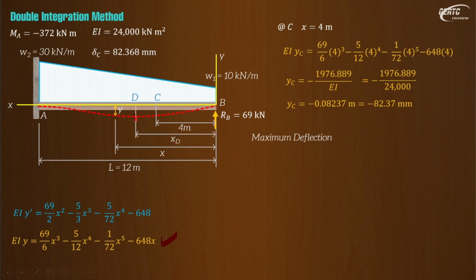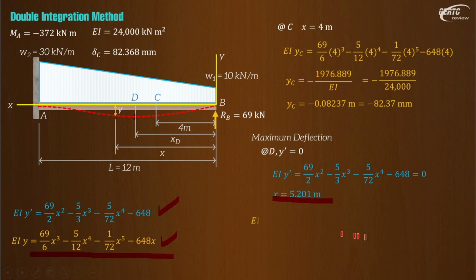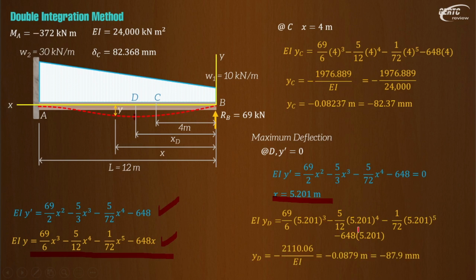So meaning, at this point, at the lowest point, the slope of the elastic curve is 0. y prime is 0. Then using this equation, equating this to 0, okay, you can solve for the value of x. You can just use your calculator, shift solve, and just put the value here. That will give you 5.201. Alright, and with x already known, you can substitute that in here to get the deflection at D. Already the maximum deflection. And that will give us negative 87.9.